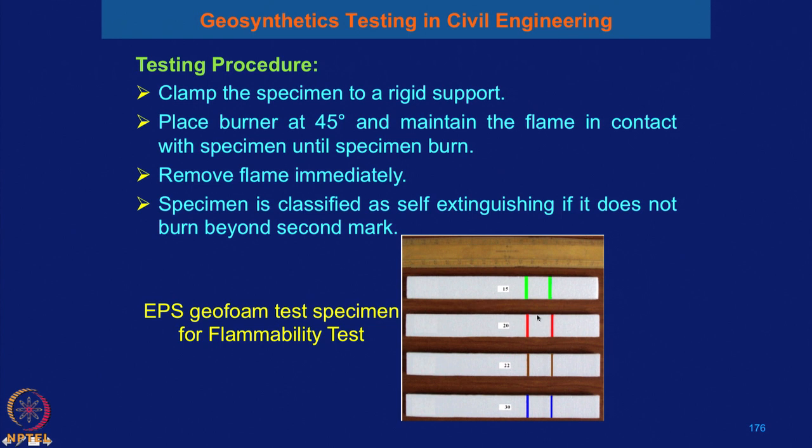So, in this figure you can see some EPS geofoam test specimens of the flammability test. There are two lines drawn here, and I will show you what these two lines are. The different densities of the EPS geofoam are shown here. It may be 15, 20, 22 and 30 density of EPS geofoam material. Now, how to perform the test, how to position this EPS geofoam material and at what angle, and that the flame should go a certain distance and not beyond it.